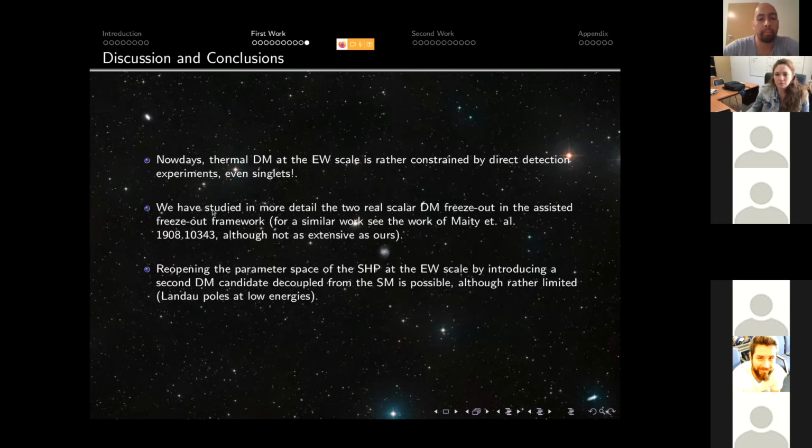So actually, this model has been studied before in this paper, Mighty et al. But they didn't explore the parameter space in too much detail, and they also didn't study the RGE evolution of the couplings. So in that sense, our work went a little bit beyond that, and we could see the limitations of the model. So that is the first part of the work, which was the biggest, I would say. And the second part, if you have any question or some comment.